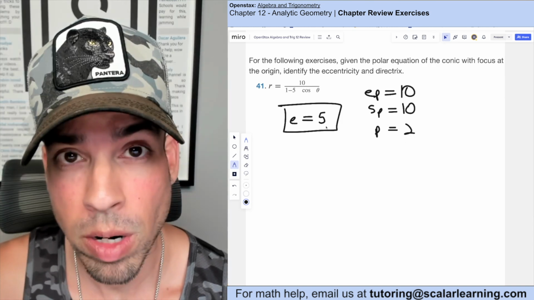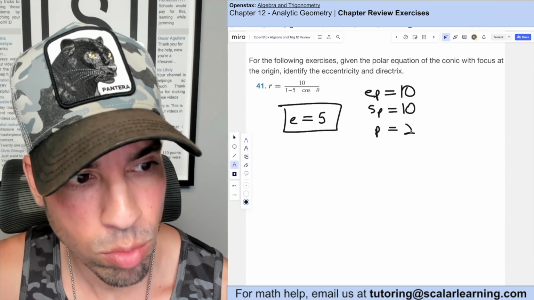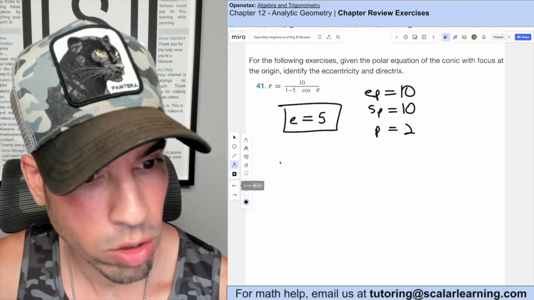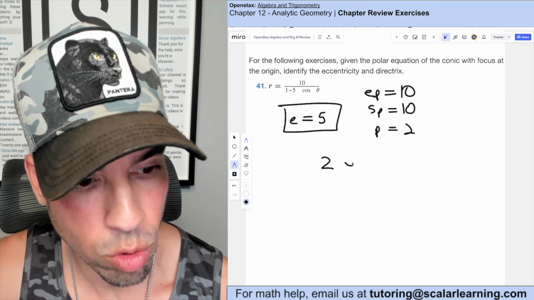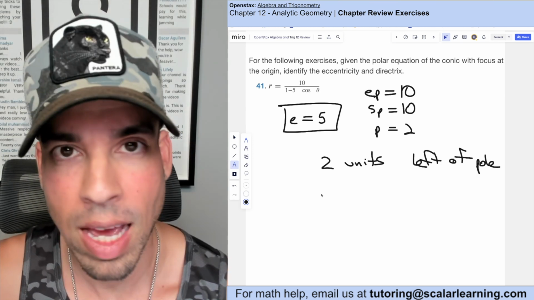Now, since E is greater than 1, this makes this a hyperbola. And since we got P is equal to 2, and there's a minus sign, and it's cosine, we know that the directrix, therefore, is 2 units to the left of the pole. And that's how you do it.